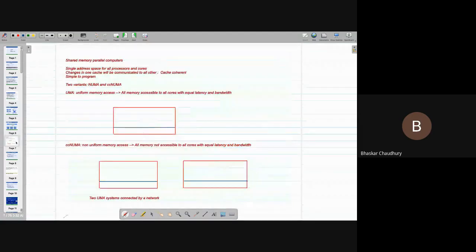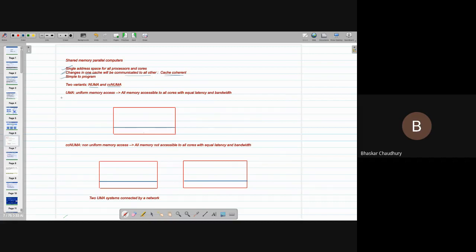Now, in shared memory parallel computers, the first point is a single address space for all processors and cores. Changes in one cache will be communicated to all others. That is what we mean by cache coherency. So shared memory models are cache coherent, distributed are not cache coherent. And the simplicity of programming we have already discussed. Now, there are two variants in shared memory systems: one is UMA and another is CC-NUMA.